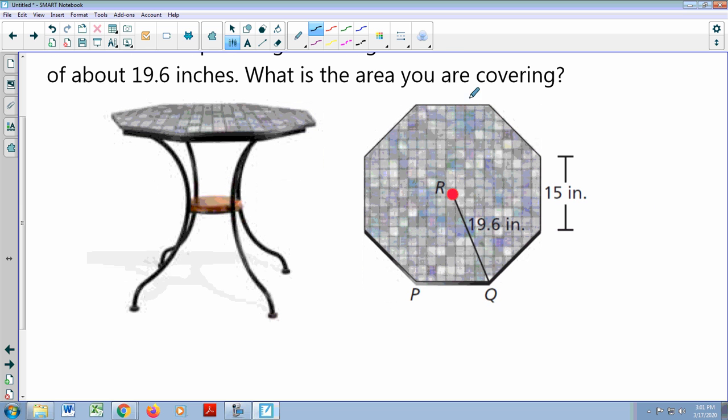So again, first thing I'm going to do is identify my A, my S, my N. I don't know my apothem. I don't know from the center to the middle of a side. I know my side length is 15. And I know my number of sides, it's an octagon, so 8.